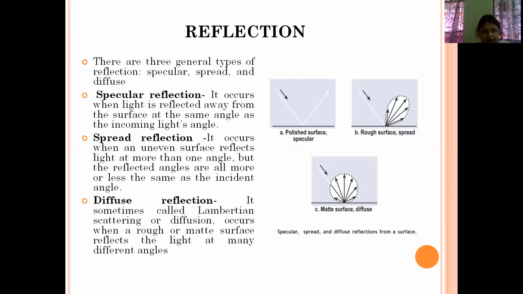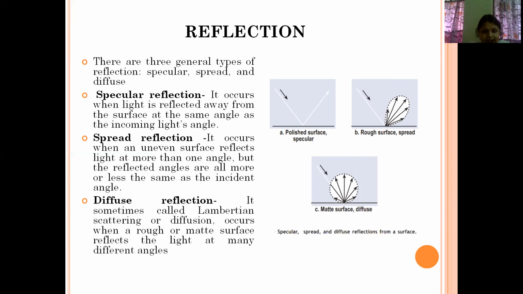Next, reflection. There are 3 general types of reflection. First one is specular, next spread, and after that diffuse. So specular reflection occurs when light is reflected away from the surface at the same angle as the incoming light's angle. Next, spread reflection. It occurs when an uneven surface reflects light at more than one angle, but the reflected angles are all more or less the same as the incident angle.